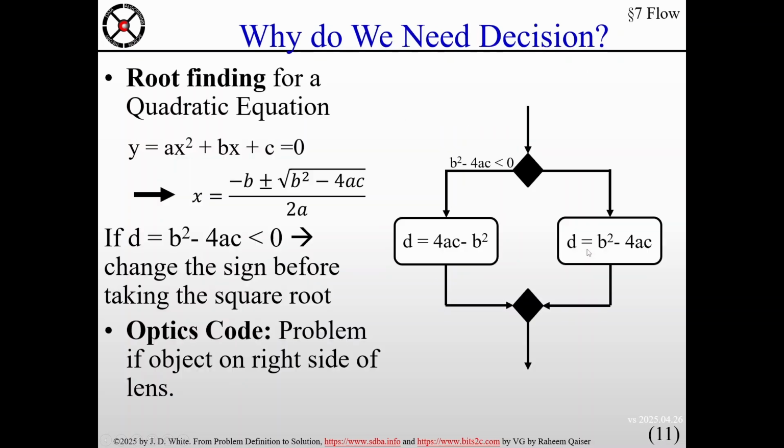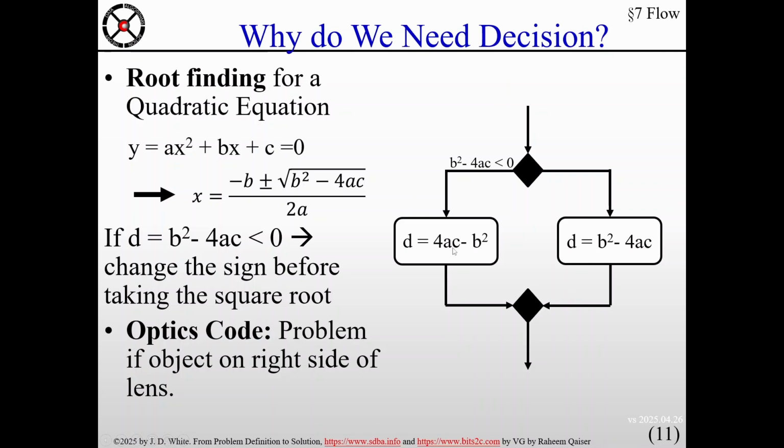It's a task. Why do we do decision? For example, the root finding for a quadratic equation: y equals ax squared plus bx plus c equals 0. We know the solution is x equals minus b plus or minus the square root of b squared minus 4ac. Now, if b squared minus 4ac is greater than 0, we use d equals b squared minus 4ac and take the square root. Otherwise, we do the opposite.